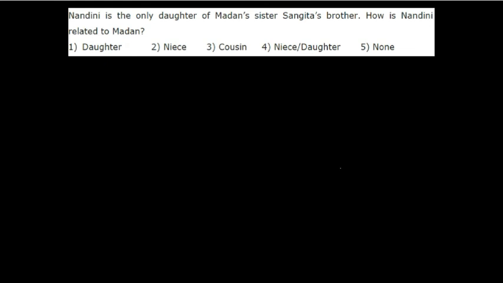Nandini is the only daughter of Madan's sister Sangita's brother. Now this is a very complex problem. How is Nandini related to Madan? Whenever such problems are given, you have to pinpoint a single person, and here I would like to pinpoint Madan. So Madan, who is male, Madan's sister Sangita, and Sangita's brother. Let this brother be B. So this has been drawn, and Nandini is the only daughter of this particular person.